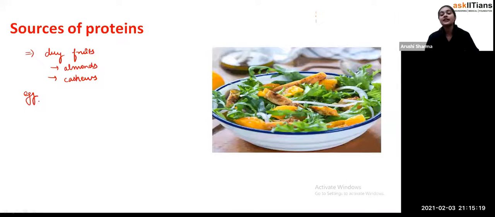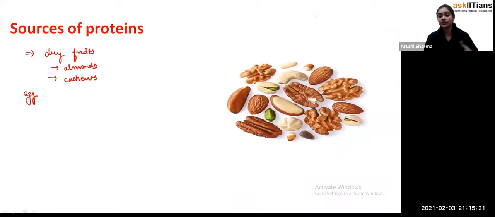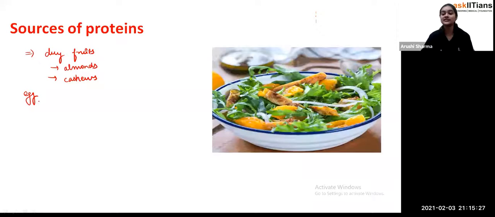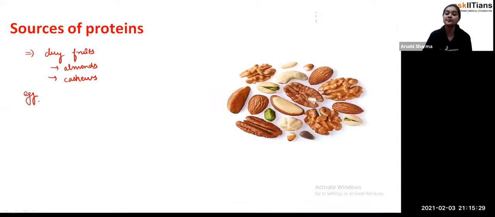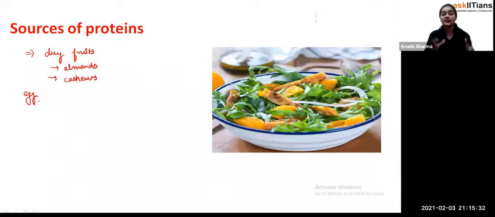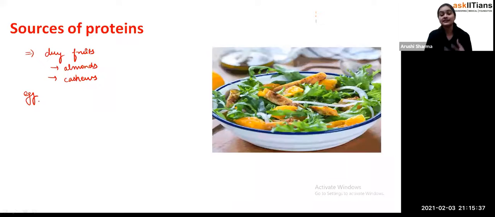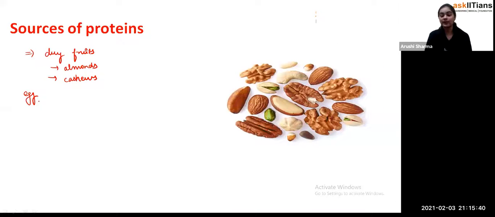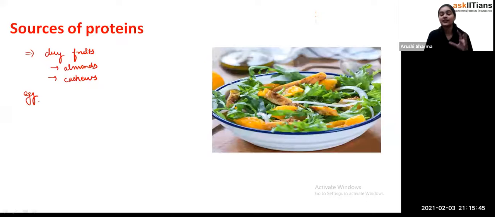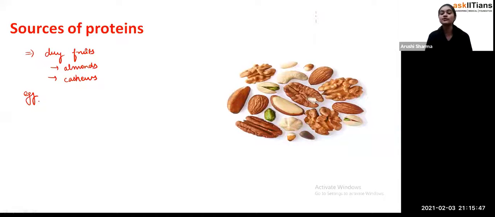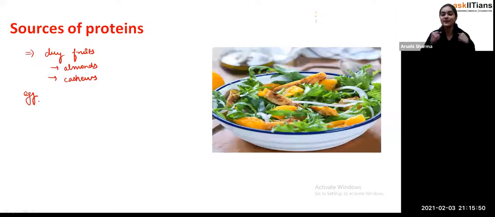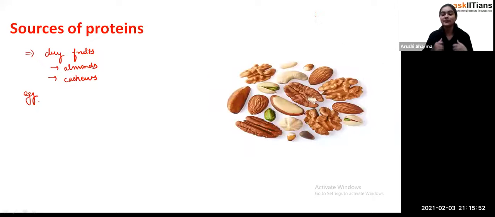That is why, student, if any person is doing bodybuilding, so that he has to make his body strong, they consume more amount of protein as compared to carbohydrates and fats, because we get energy from both of them as well. But proteins are considered the body building units of our body. If someone wants to build their body, like you have seen the bodybuilders, how strong they are because of the presence of proteins.